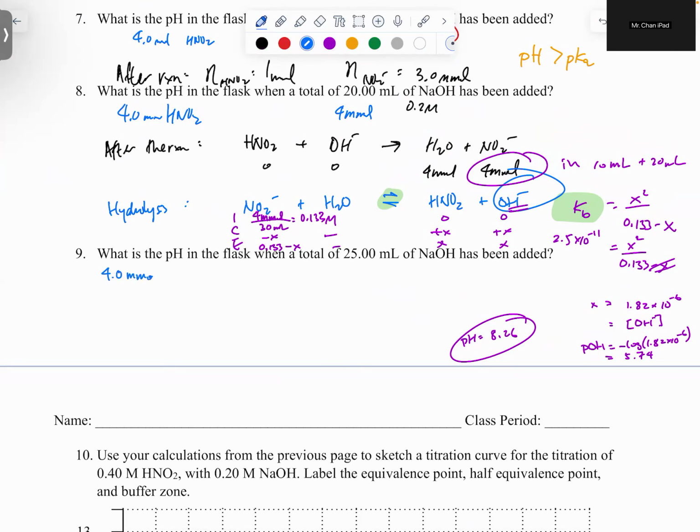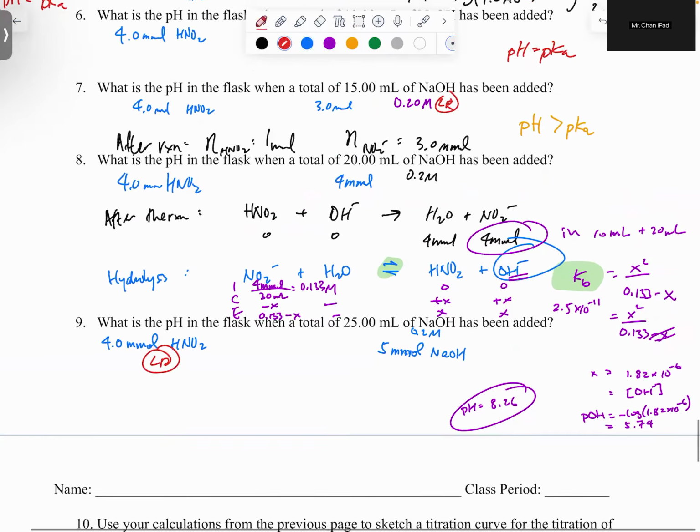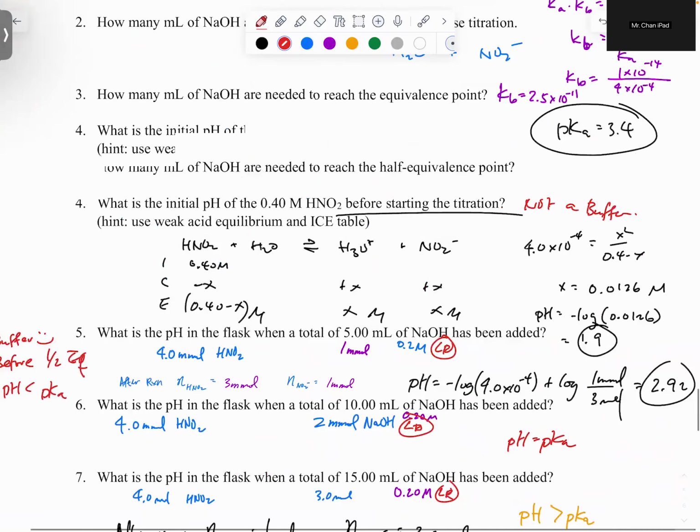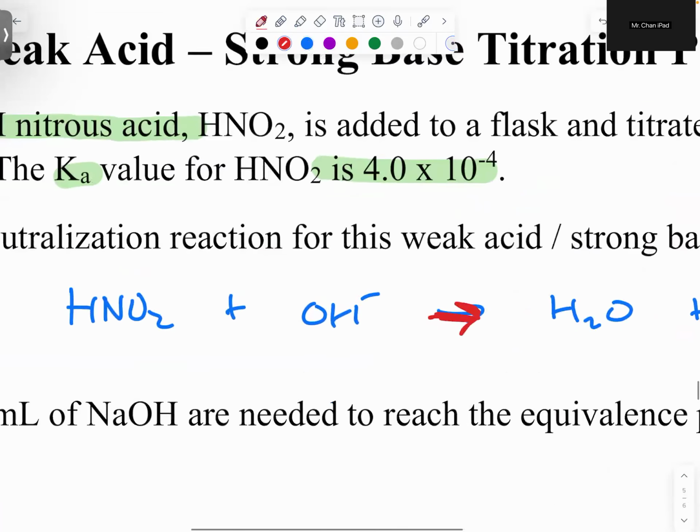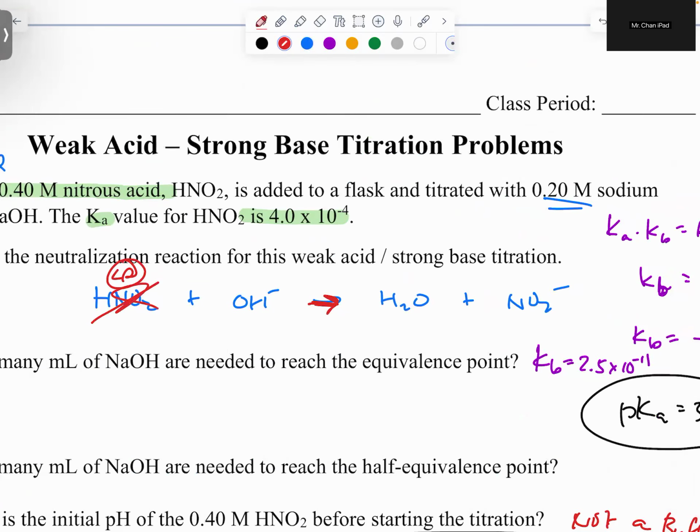Now, what about number 9? You should see what's coming. You've got yourself 5 millimoles of NaOH. So the limiting reactant is not NaOH. The limiting reactant is this. As I said earlier, if you look at this equation, if this is the limiting reactant, well, that's gone. So you have this as the excess, and then you have this NO2 minus left as well.